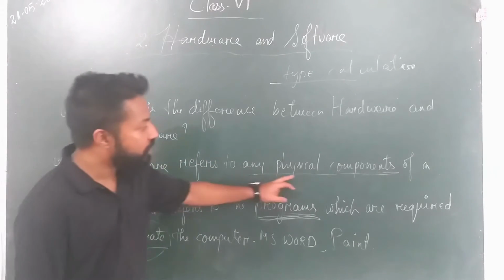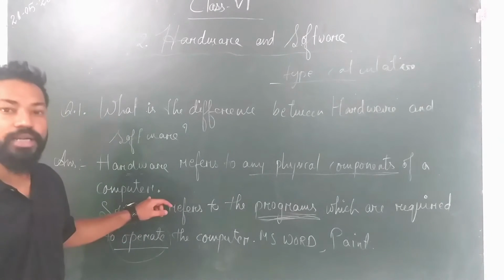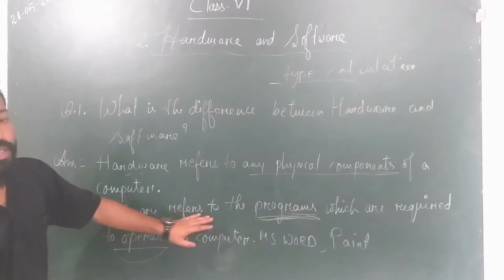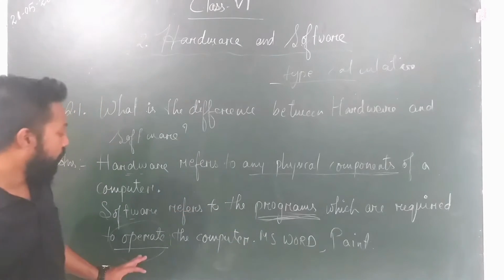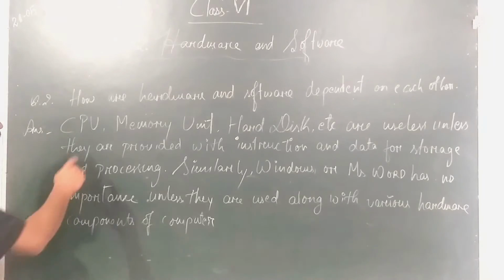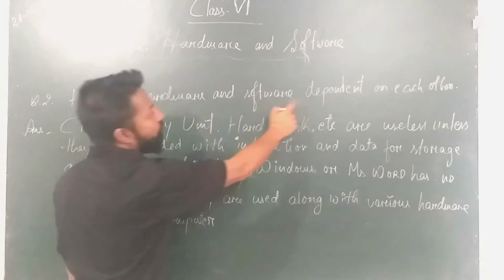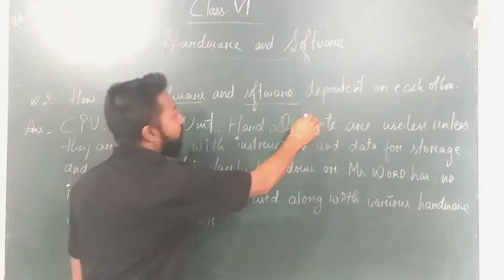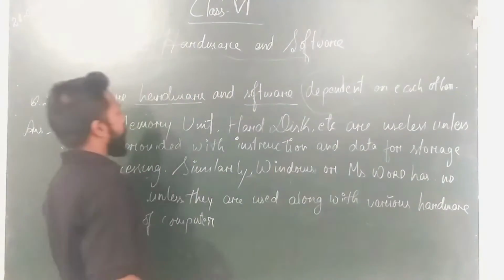Hardware refers to any physical components of a computer. Any physical components that we see in the computer, all are called hardware. And software are the programs which are required to operate the computer. Now the next question is, how are hardware and software dependent on each other? So how are hardware and software dependent on each other?